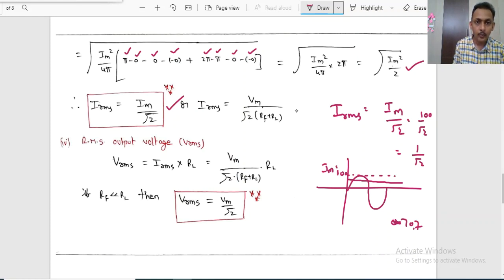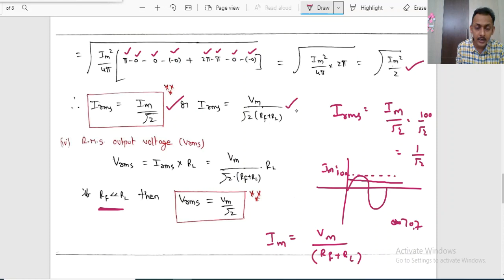So the RMS value is Im by root 2. Similarly, with respect to the voltage, Im is nothing but Vm divided by the forward resistance of the diode plus RL. We can substitute that here: IRMS equals Vm divided by root 2 into (RF plus RL). Now, if the forward resistance of the diode is very small compared to the load resistance, then VRMS also will be Vm by root 2. Very important. VRMS equals Vm by root 2, dear students.